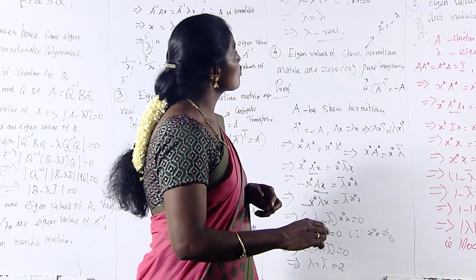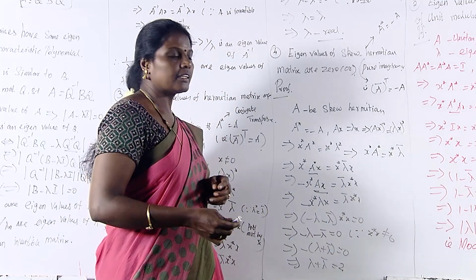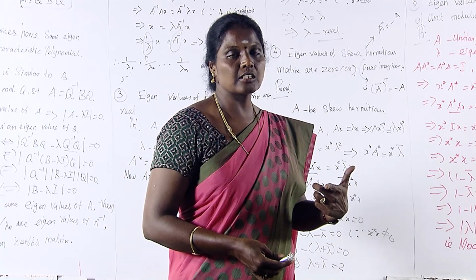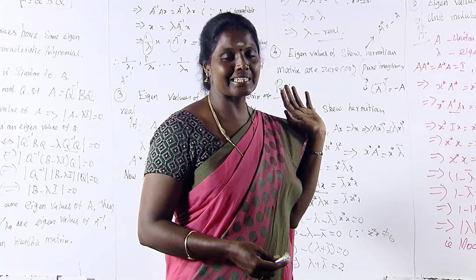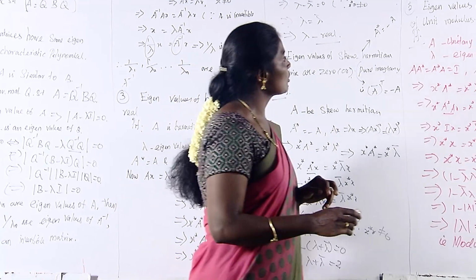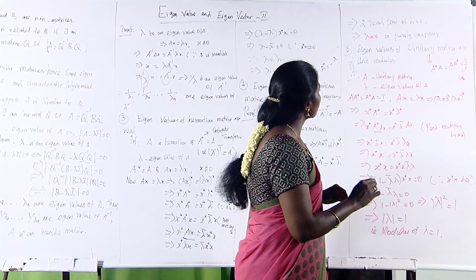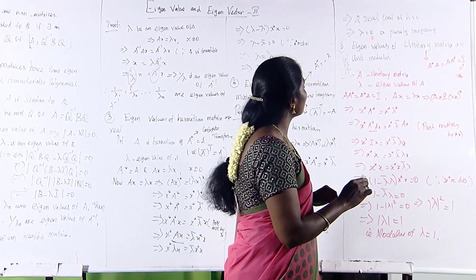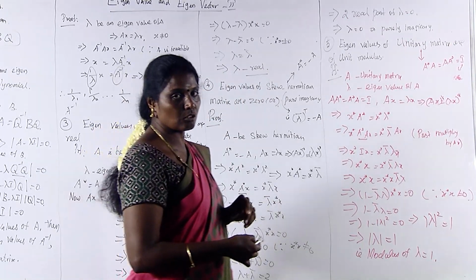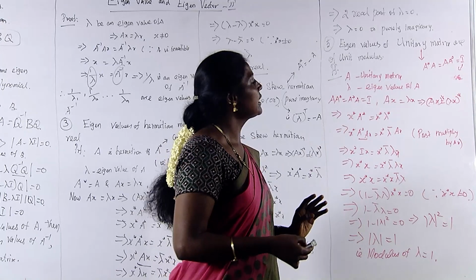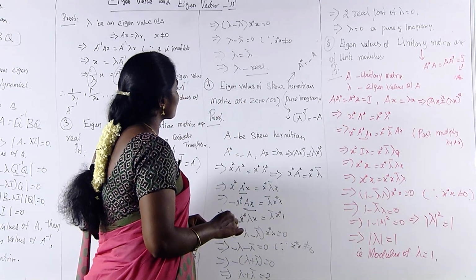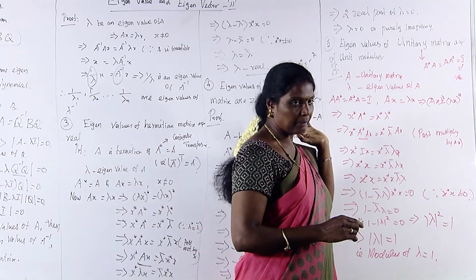This shows that 2 into the real part of lambda equal to 0. We know that for any number, if we add the number and its conjugate and divide by 2, we get the real part of that number. So, 2 into real part of lambda equal to 0 shows that lambda is either 0 or purely imaginary, because real part of lambda equal to 0 means the number is purely imaginary. That is all. So, this shows that eigenvalues of skew Hermitian matrix are 0 or purely imaginary.